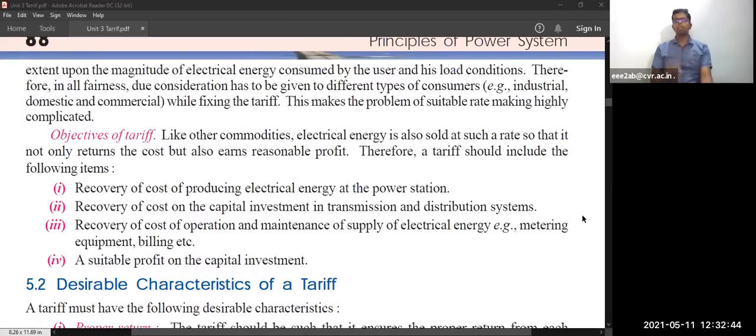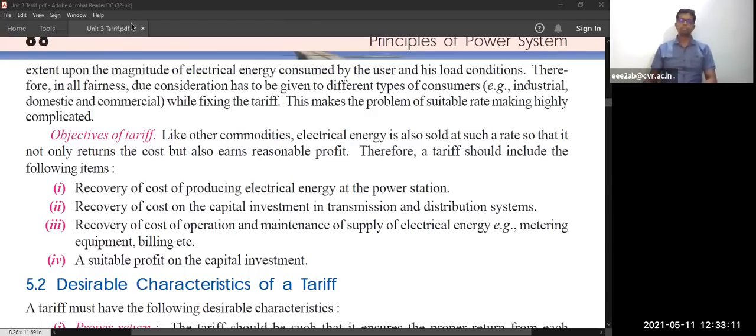Then equipment also they have to replace. Then billing, what are the billing things? That also we should recover. We have to get exact billings, then only the profit will come for the electricity boards. Otherwise, if you go for less billing, then definitely that will be a loss for the electricity companies.